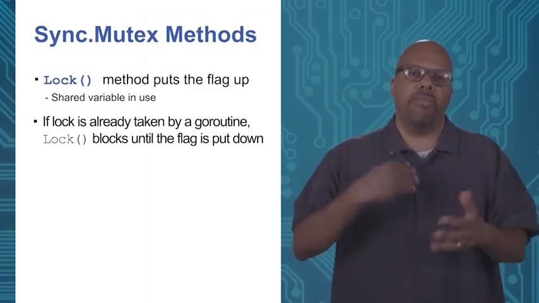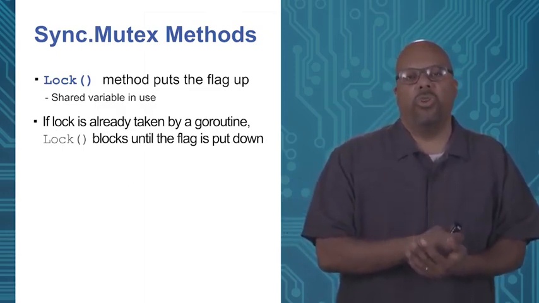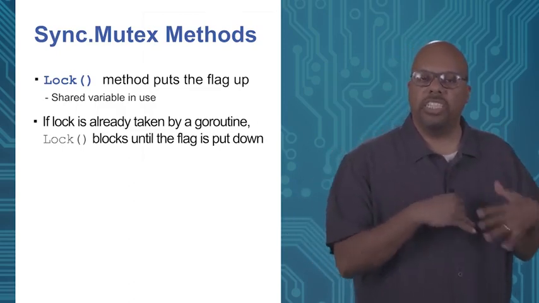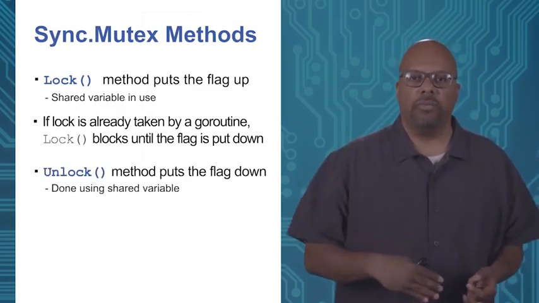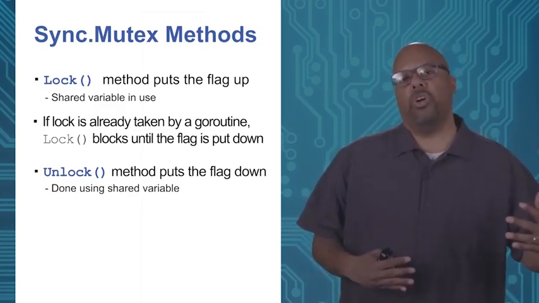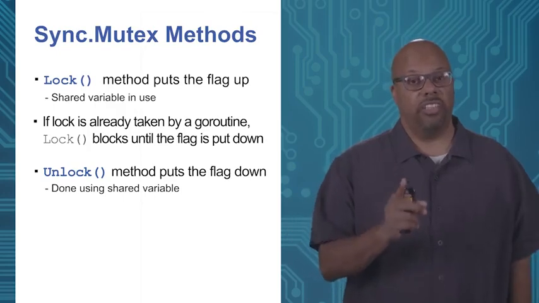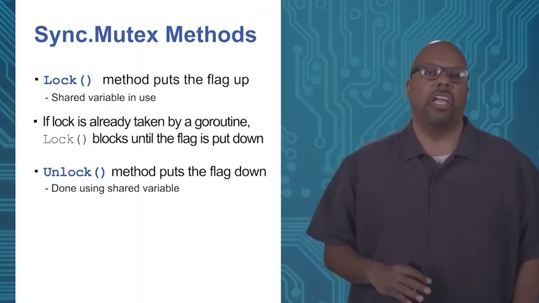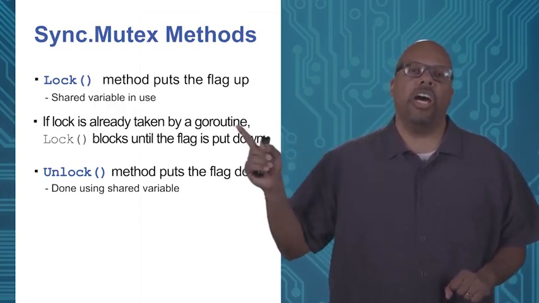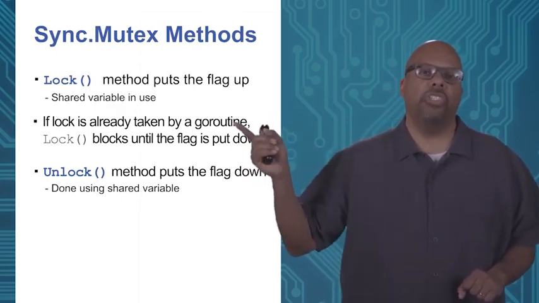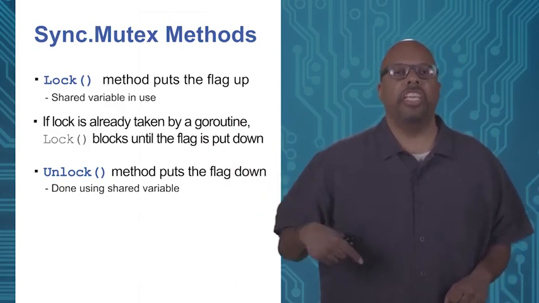Now Unlock is the matching thing. Unlock is the function that gets called when the goroutine is actually done using the shared data, and it's effectively putting that flag down. So when this one goroutine is done using the shared data, it's got to call Unlock. If it doesn't, that's an error because it'll cause a deadlock. It calls Unlock, and then one of the goroutines that are waiting, that are blocked on their Lock, will be able to continue, right?